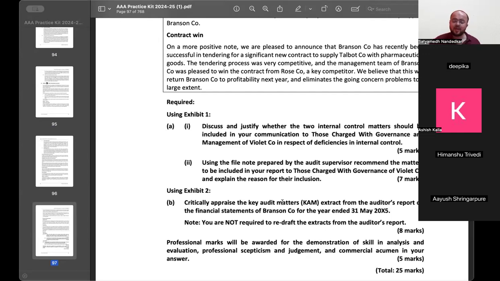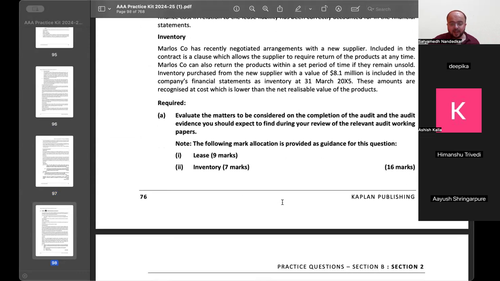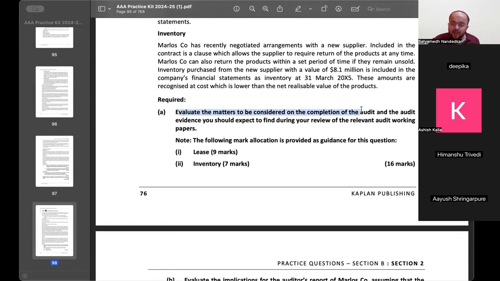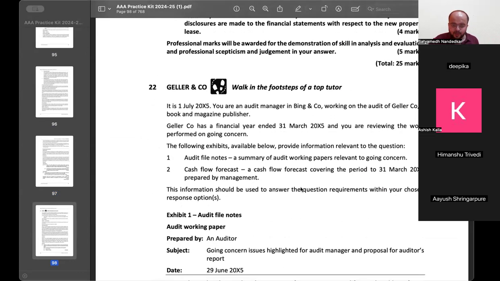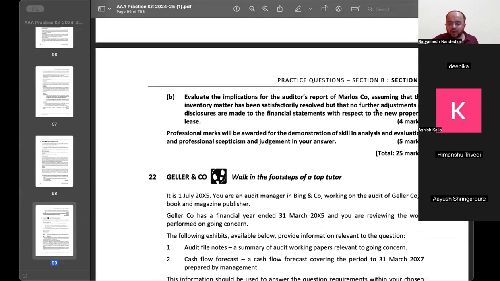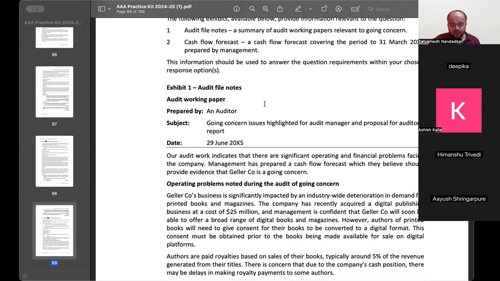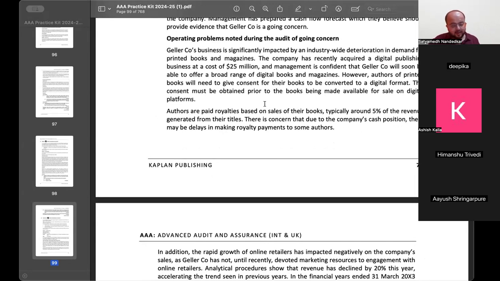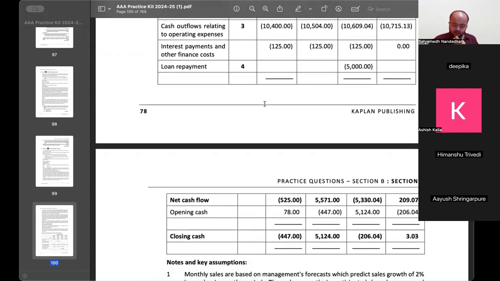So this question is very specifically built on the reporting part of it. Okay, next question, look. Evaluate matters to be considered on completion of audit and the audit evidence you would expect to find during your review. This part has repeated again, matters to be considered, and this is a new thing, audit evidence you should expect to find during your review of the relevant audit working papers. Okay, then implications for the auditor's report of Marlowe's company, assuming that inventory matter has been satisfactorily resolved but no further adjustments. This again is a report related question. Okay, so your ISA 700, 701, 705, 720, 710, all of these are very, very critical.